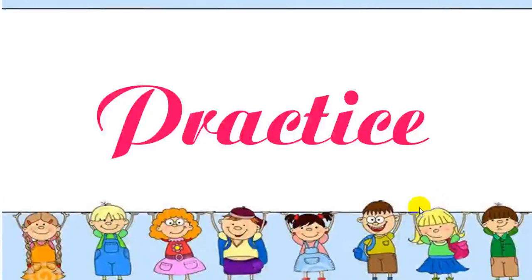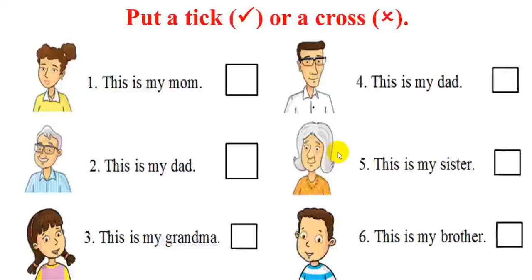Now it's time to write this. Exercise 1. Put a stick or a cross. Locate number 1. This is my mom. Yes. Two. This is my dad. No. The others, you do it the same, okay?